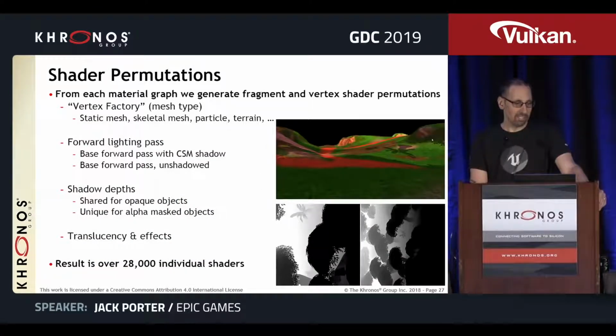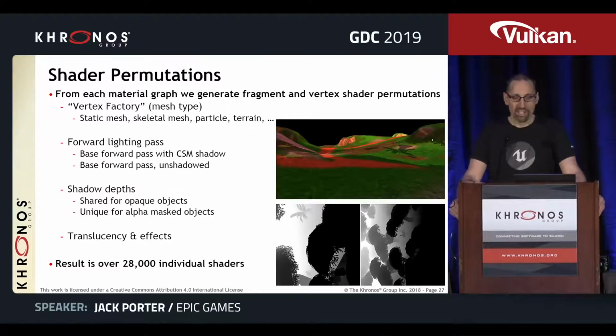So one of the problems is, even though there's a single artist-generated material, we have a huge number of permutations that we need. For every kind of mesh that we want to render this material with, which we call a vertex factory, we need different permutations, and we need different shaders depending on the operation we're performing. For example, for our forward pass, we have multiple versions depending on the lighting setup. If an object is completely without any shadow being cast on it, we can use a faster version of that shader without doing any CSM lookup. So we want to have 2 copies of that shader for that particular material when we're rendering the base pass.